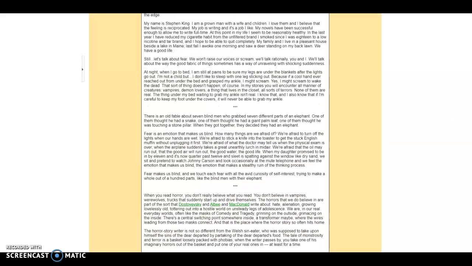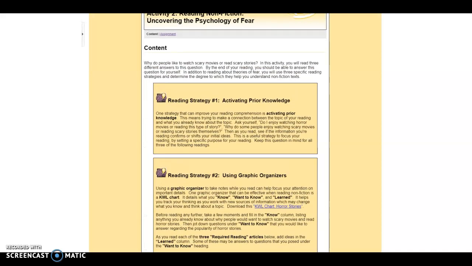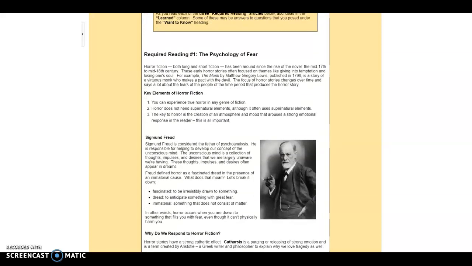Now, in the middle of the activity, you're going to see three different readings. Each of the readings is going to be on fear. They're going to try to explain why audiences and readers enjoy reading scary stories and enjoy being frightened. Like, what is it about being on a roller coaster, for example, going at top speed and feeling like we're falling off a cliff when it's going down? What is it about fear that gets us going? They're going to try to explain that.